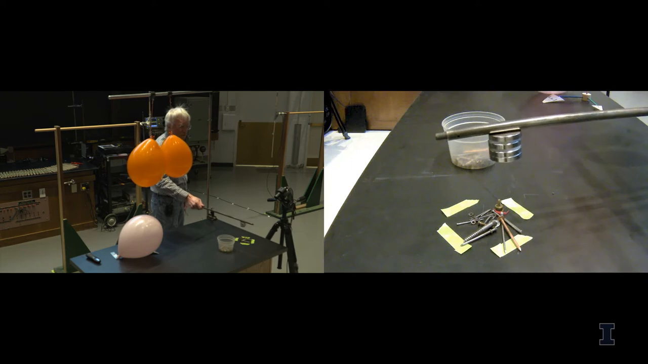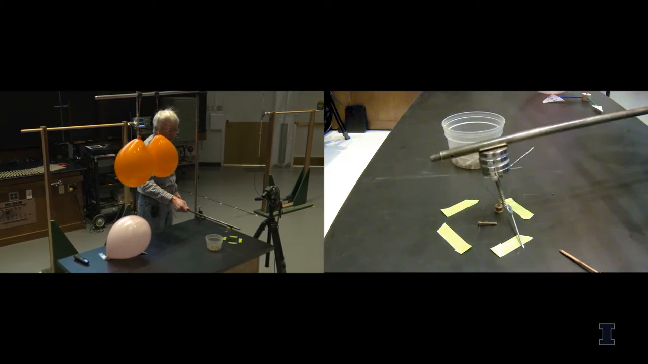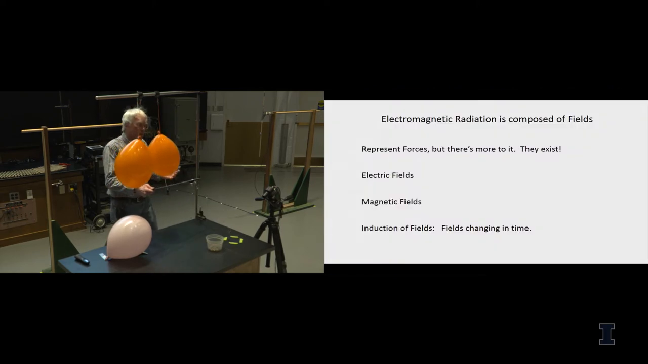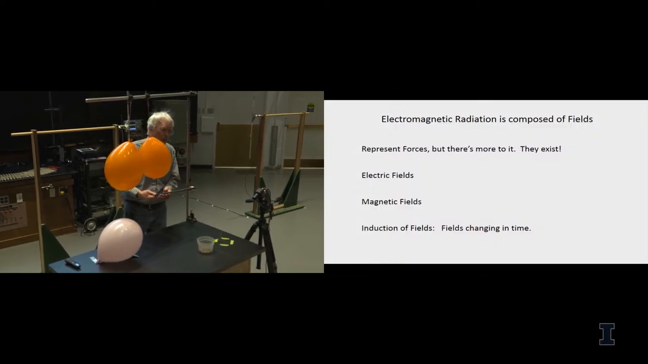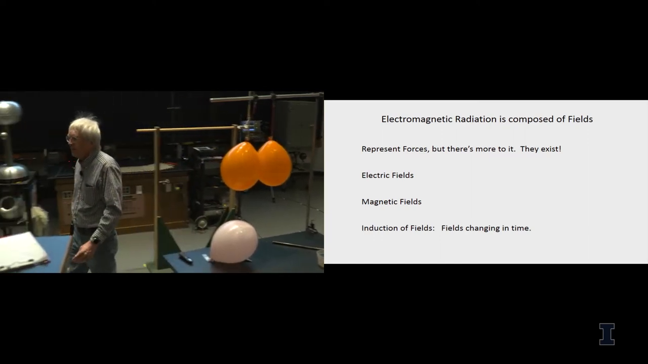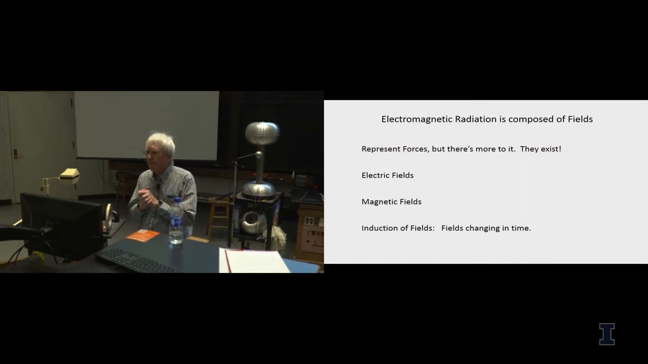If I bring them over this collection of metal objects here, paramagnetic objects, you can see that they were just grabbed and they were pulled up to the magnet. So that's an illustration of magnetic fields. So this is so far just static stuff, right?